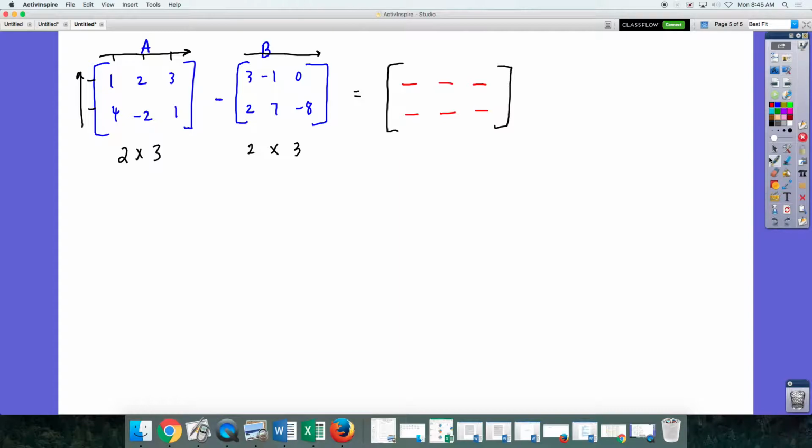So we're going to start here. 1 corresponds with what element in the other matrix? 3. So 1 minus 3. That's where you've got to be careful, okay? Because some people just look, especially when you have two negatives, okay? 1 minus 3 is -2. Everybody agree with that? Yep. I hope so. Okay? All right.